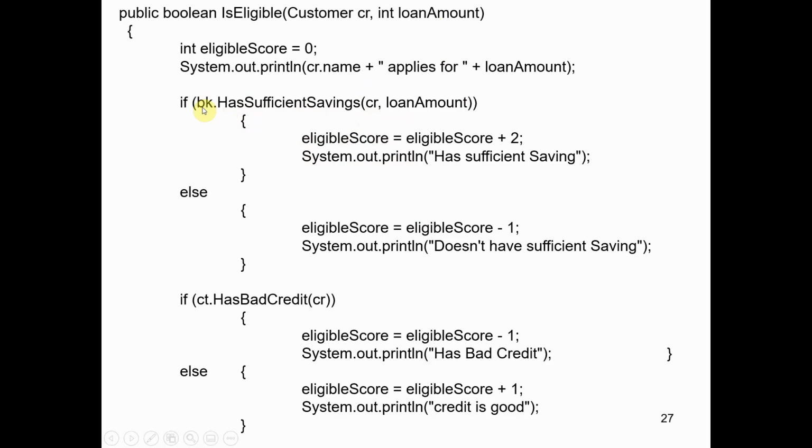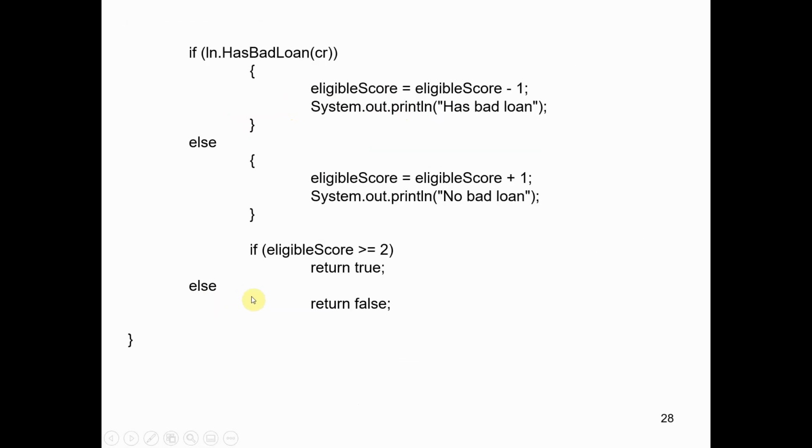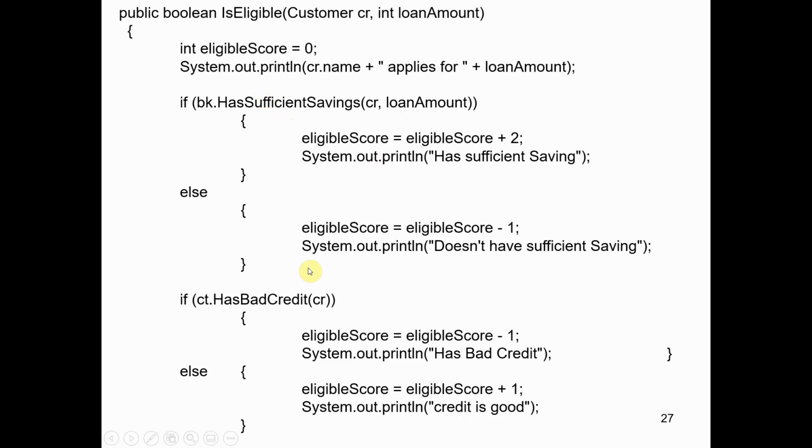So to calculate this score, you will see that it will call the bank. The bank has a method called hasSufficientSaving, and we provide the customer and the loan amount. Then to calculate if the customer has better credit, it will interact with the credit class, and for the loan, it will interact with the loan class. So you will see that this isEligible is interacting with 4 classes.